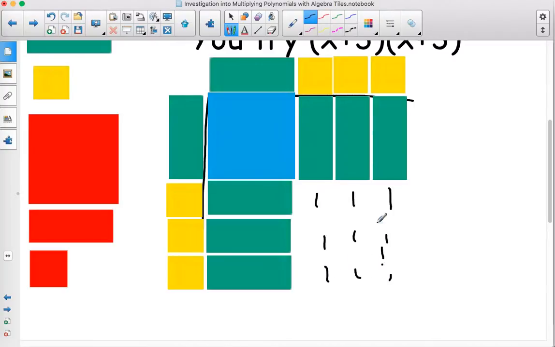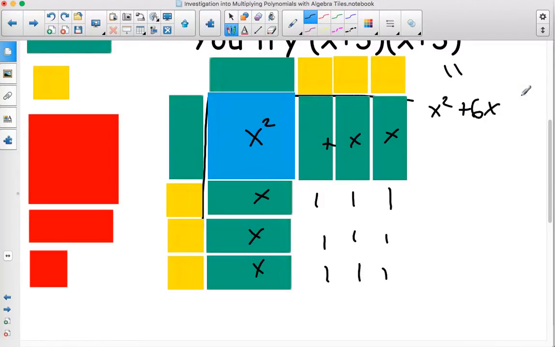So in total, I would say I have 1x squared. So this equals x squared, 1, 2, 3, 4, 5, 6 x's, so plus 6 x's, and 9 ones. That's the area, and that's my product when I multiply those two things.